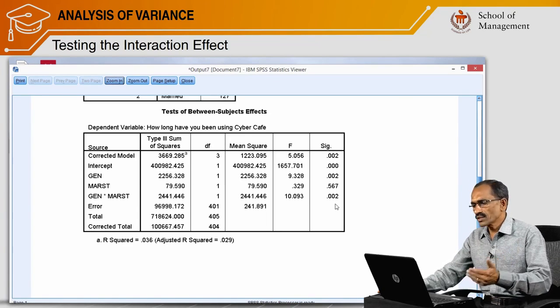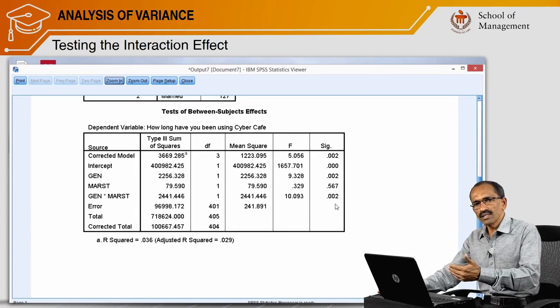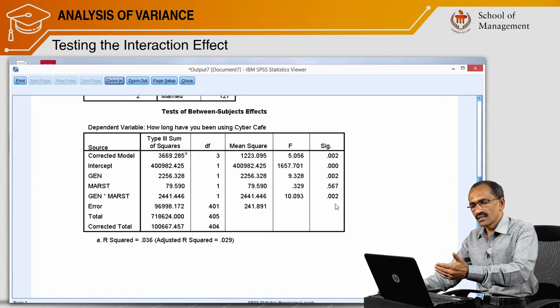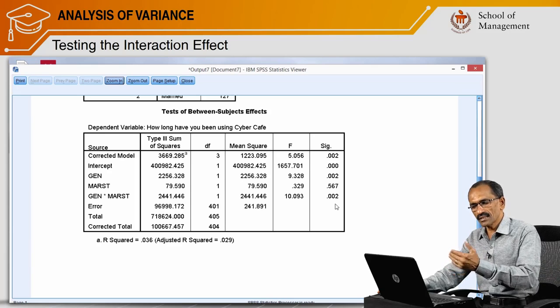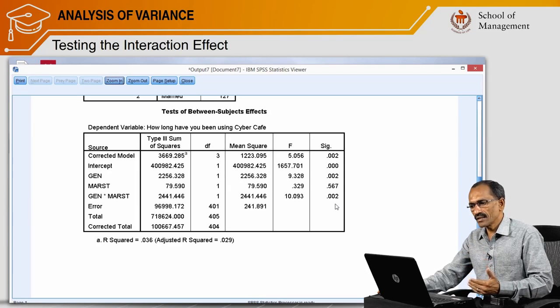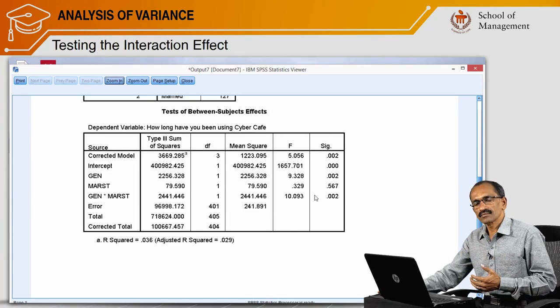Let's conclude what we were discussing in this video. The two identified variables, gender and marital status, interact to create an impact upon the duration of a cyber cafe visit. Yes, we have found, since it is statistically significant, the significance value being less than 0.05, which is the threshold value, we convincingly or empirically reject the null hypothesis and accept the alternative hypothesis.